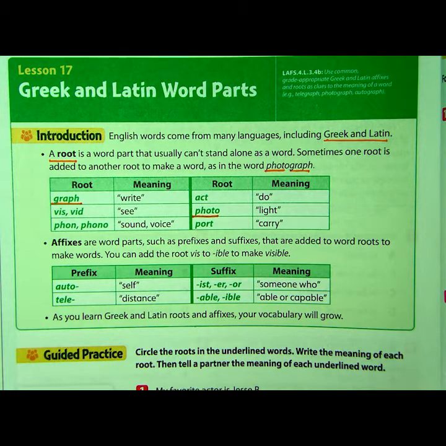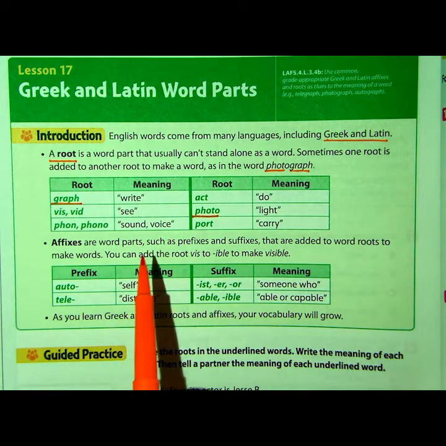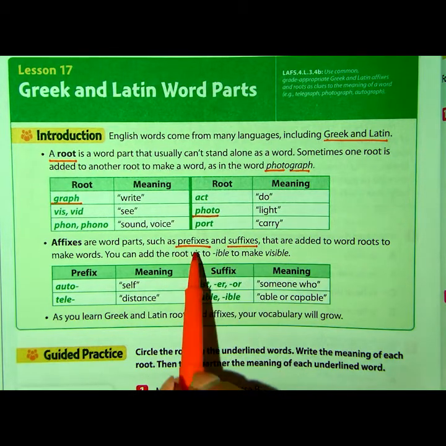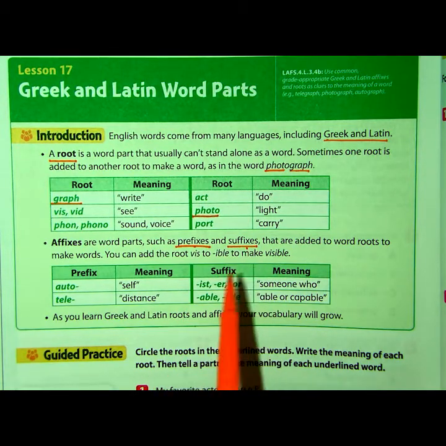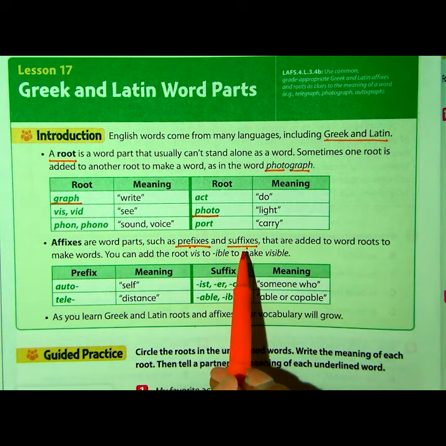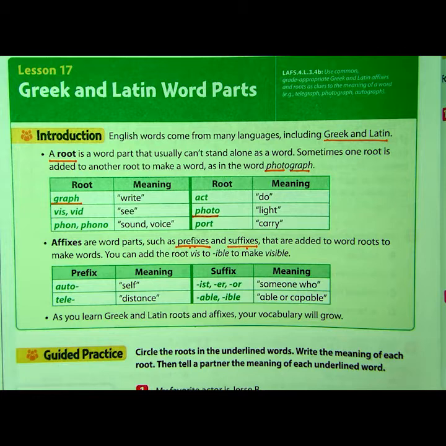Sometimes there are word parts that we call affixes. Those consist of prefixes and suffixes. So we know what prefixes and suffixes are. Prefixes come at the beginning of the word. Suffixes are added at the end of the word. So we add these to the roots to make a new word.